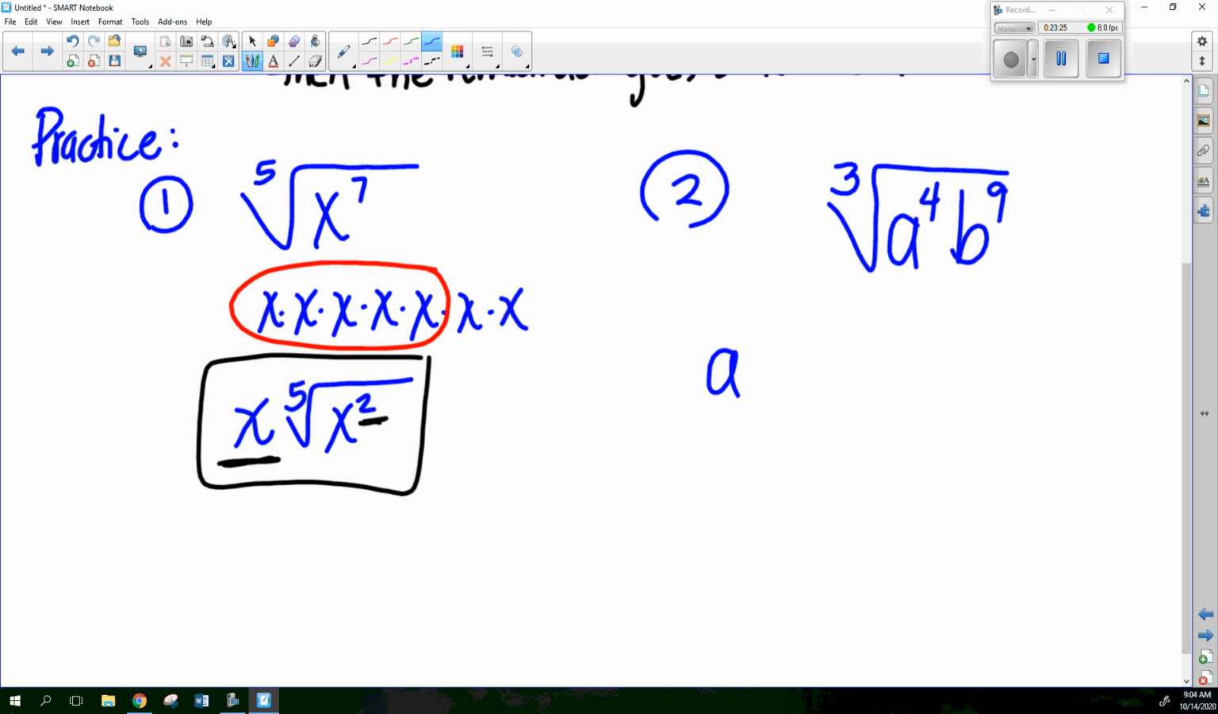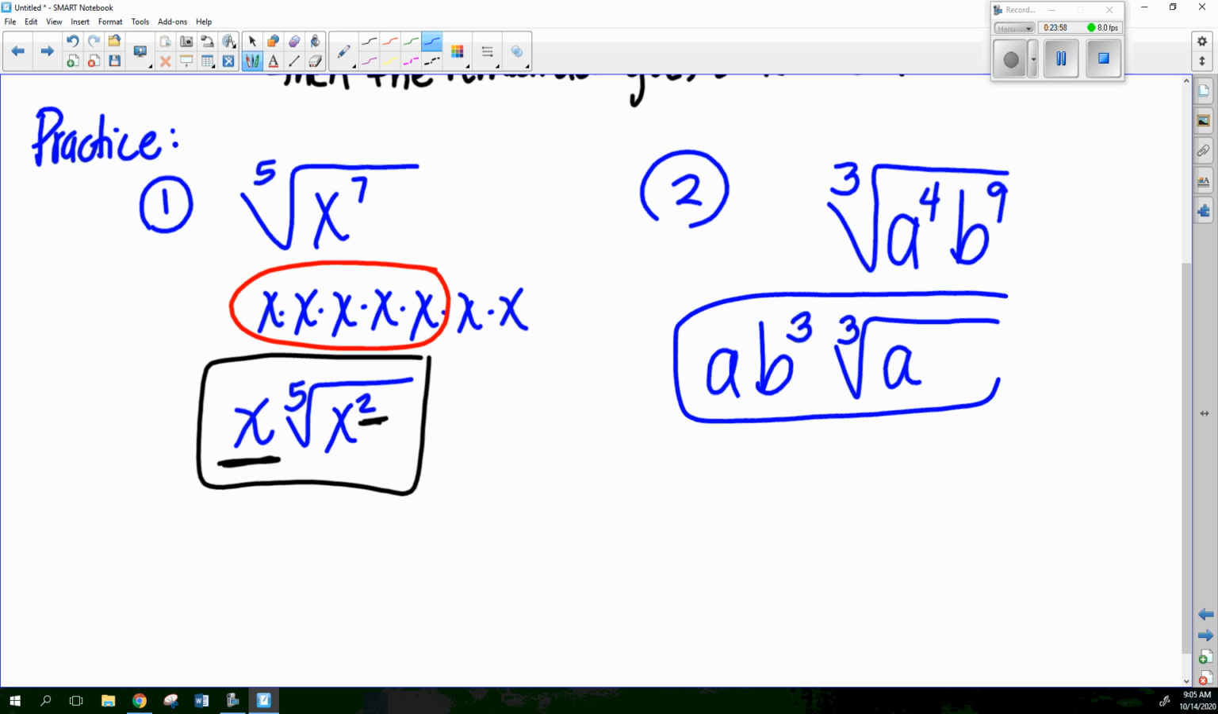But are there going to be leftovers? Yeah. All right, how many times does 3 go into b to the 9th? How many times does 3 go into 9? 3. So I'm going to take out a b cubed. Now, you told me there was some left over, so you have to keep the radical the same, still the index of 3. What were my leftovers? How many a's were left over? 1. Were there any b's left over? No. So that is my final answer.